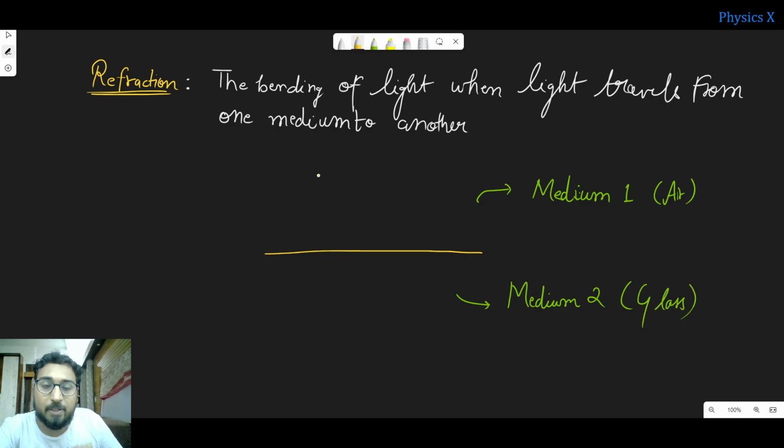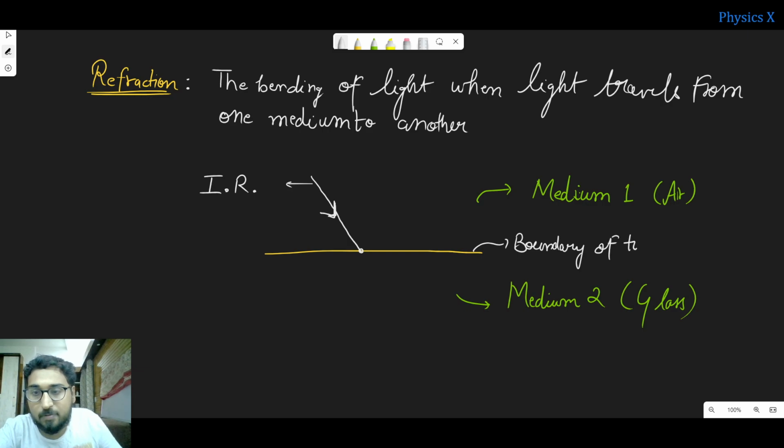So what will happen? Suppose this is a ray of light. If it travels to this medium, this is your incident ray. This incident ray is emitting and striking on the boundary of this surface. This is the boundary of two surfaces, or you can say two materials. So what happens after this?